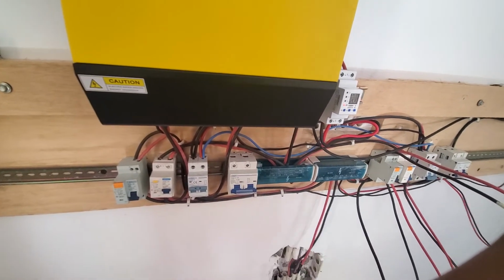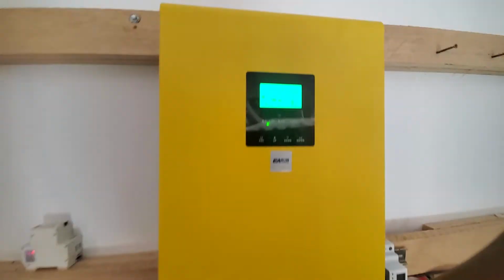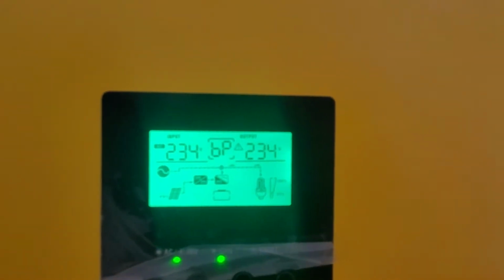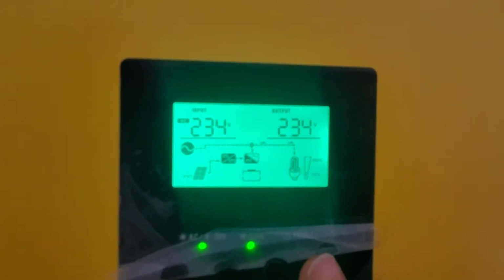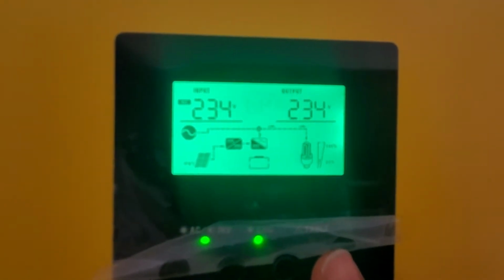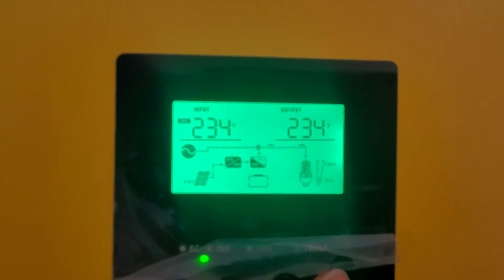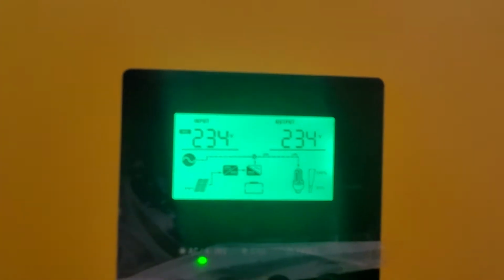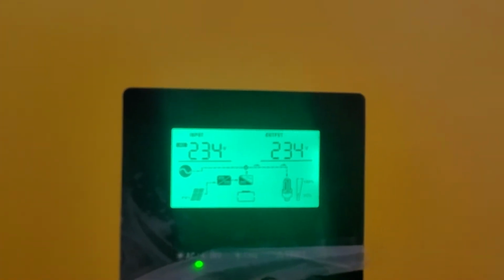Okay, so let's see what the inverter is doing now. Not too sure I'm focusing very well. Now let's see what we have. Right now it is synchronized to the grid, so the grid voltage is 234. Okay, I am going to isolate it from the grid for you to get a view of what the inverter is giving by its own self without a grid.